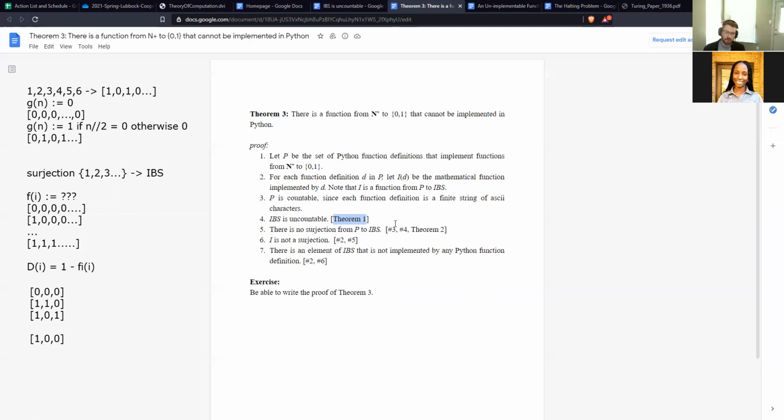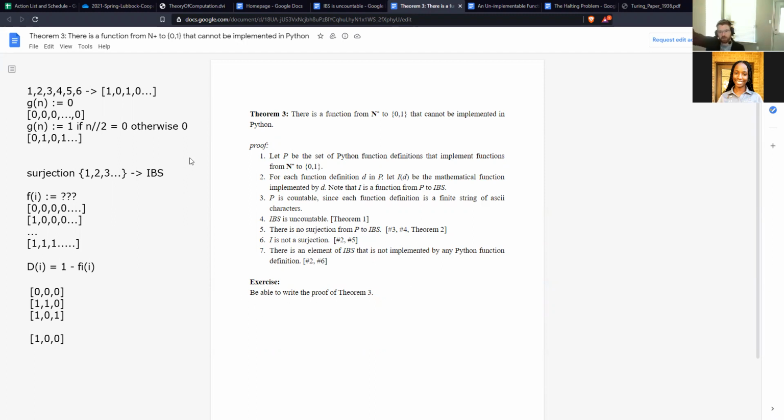We also know that you can't have a surjection from a countable set to an uncountable set. That's theorem 2. That one's a lot easier. So since we know that I is a function from B to IBS, it can't possibly be a surjection. So that means there's an element of IBS, an infinite bit sequence, so 0, 1, 1, 0, whatever, there exists one that does not appear out of our list of function definitions.